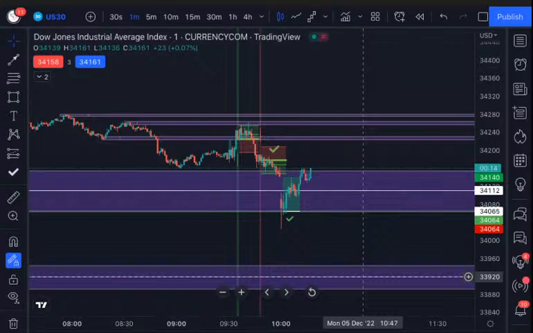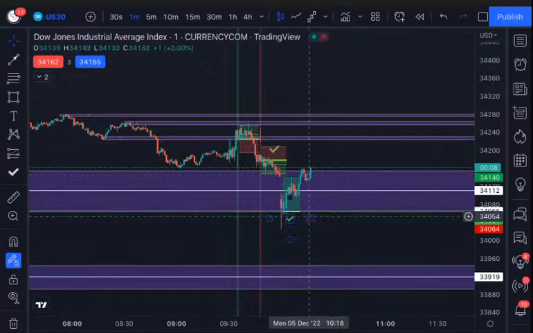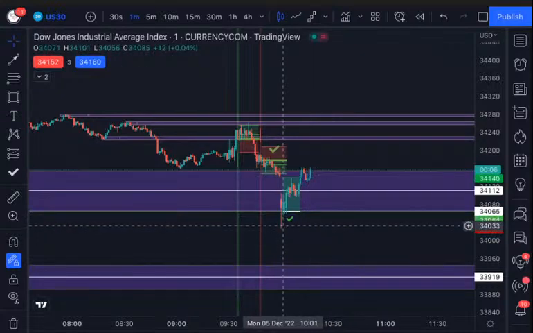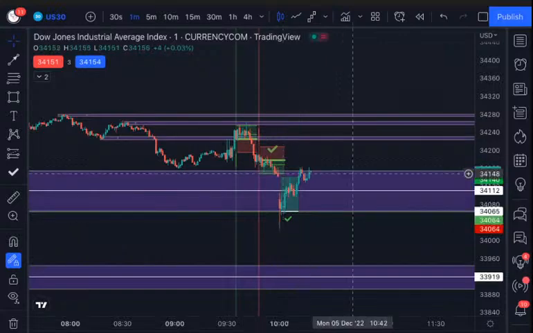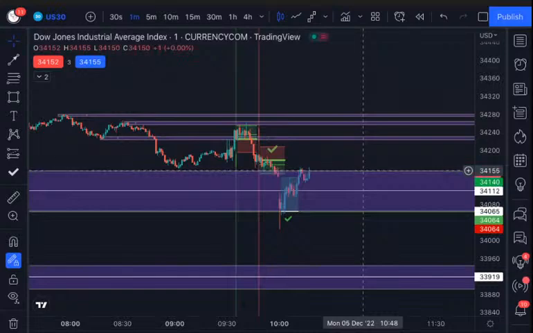Oh yeah, from that 15-minute area. So you can easily push down there, but it looks like it's holding. It's pushing above that zone. Yeah, it's trying to do something. It's trying to hold. 34155, it's holding.